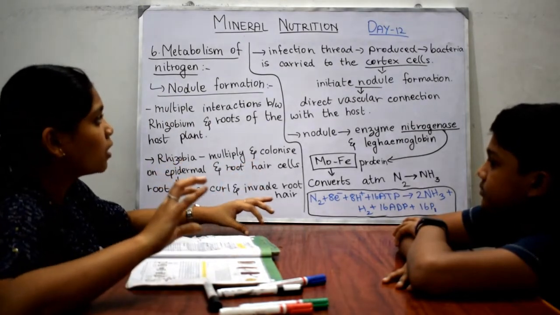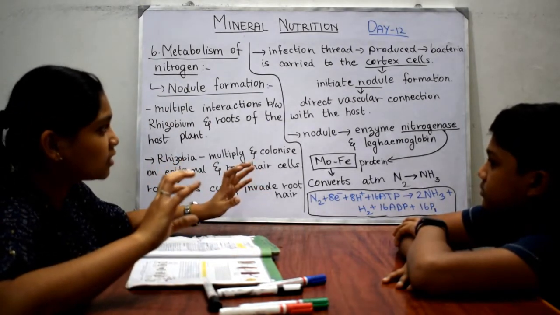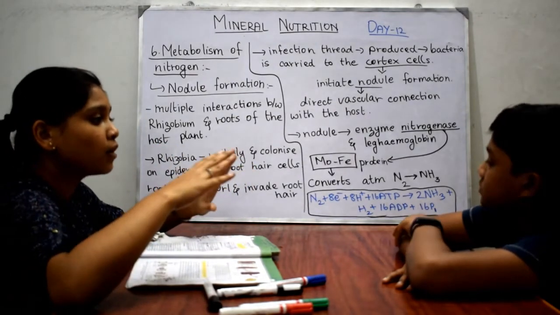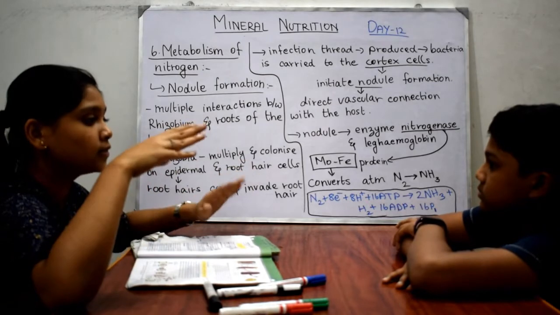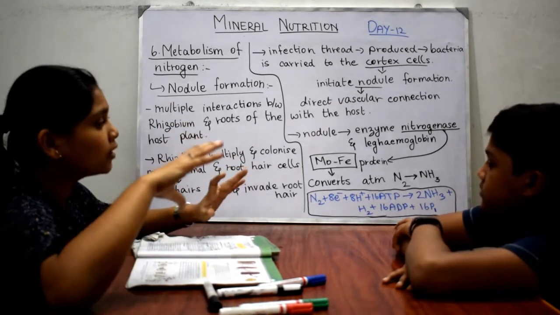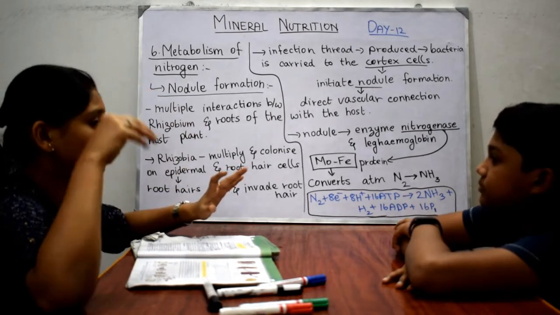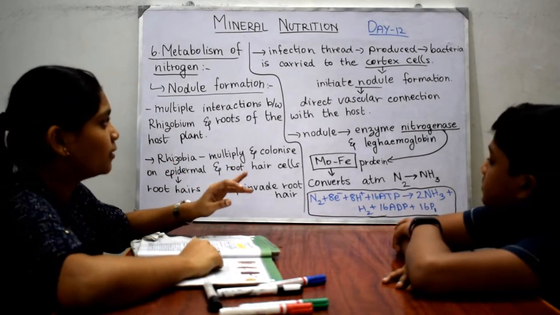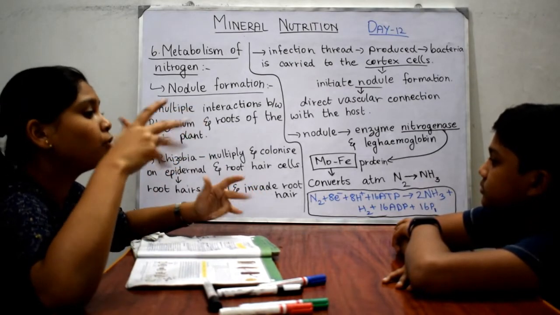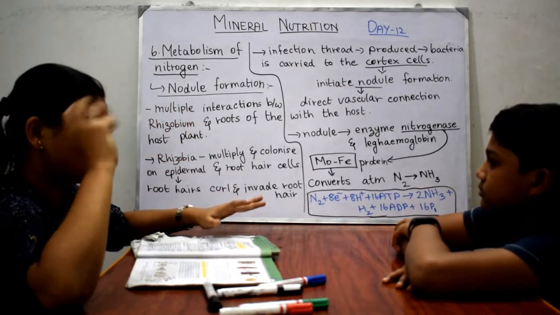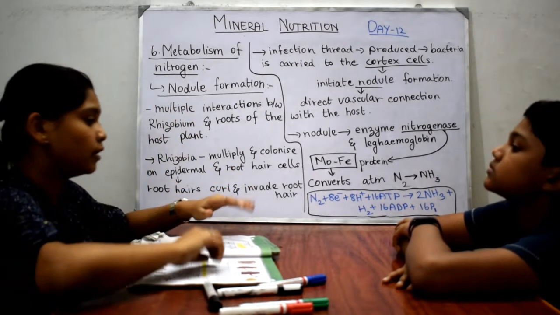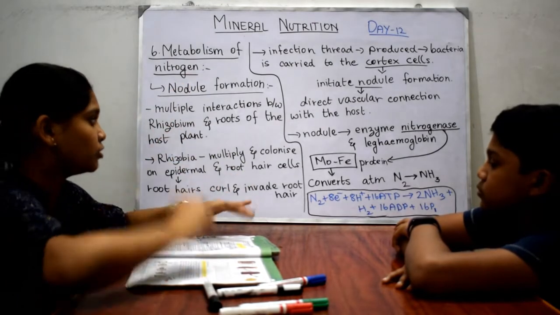Now the bacteria are carried to the cortex cells of the root. Cortex cells are the cells next to the epidermis. Here in the cortex cells, the bacteria travel after the infection thread, and only here do they initiate nodule formation. They flow from the root hairs to the cortex cells. This is known as nodule formation.